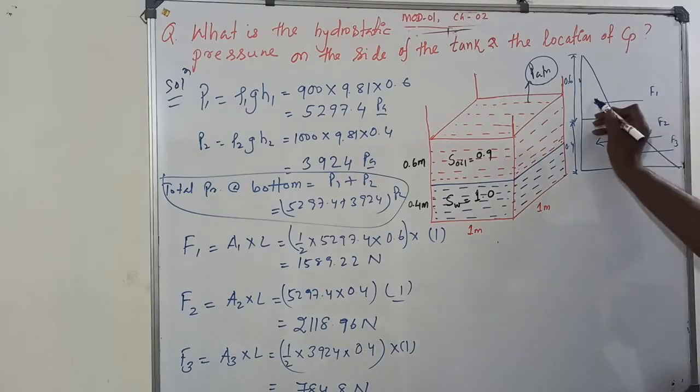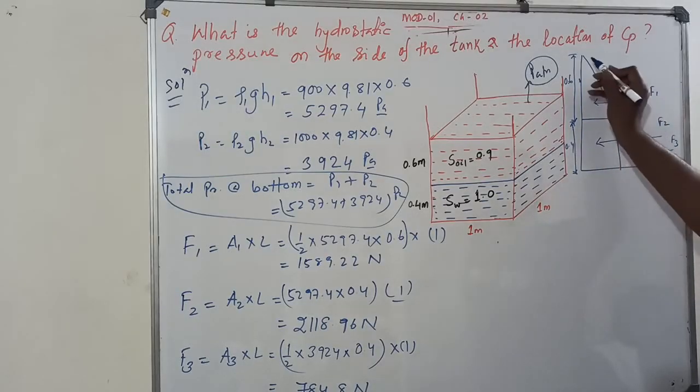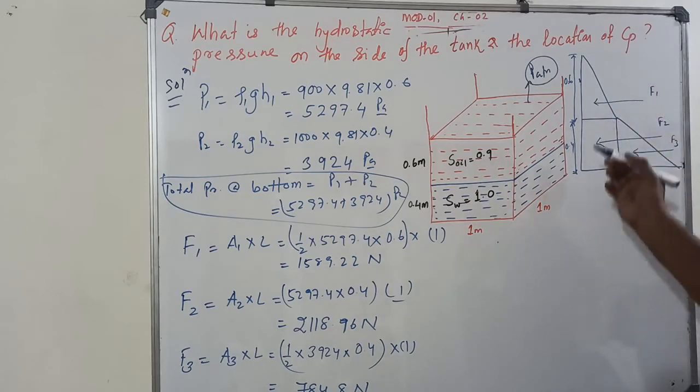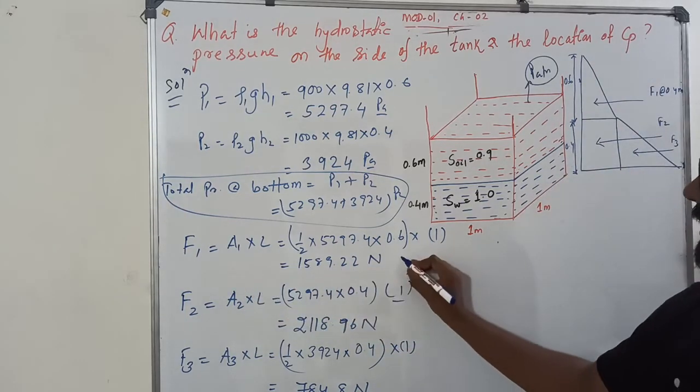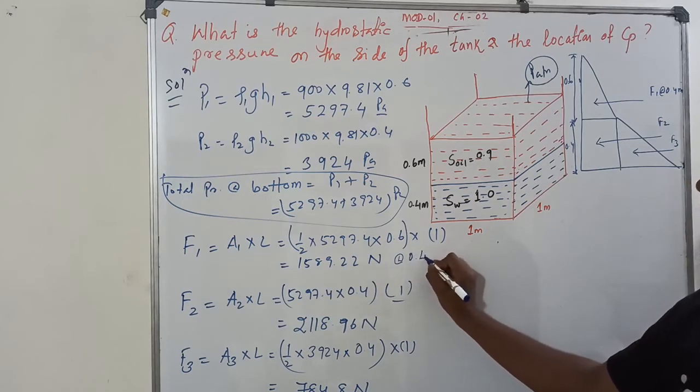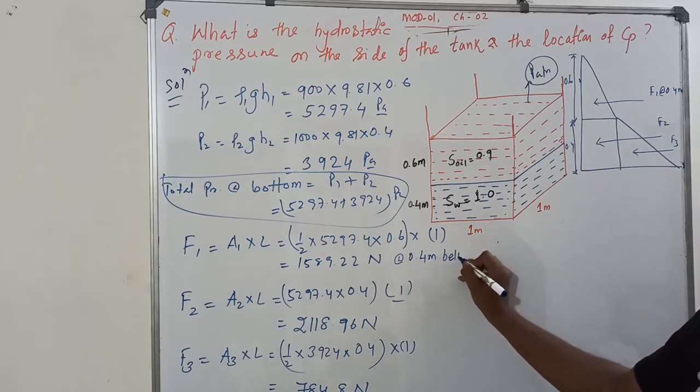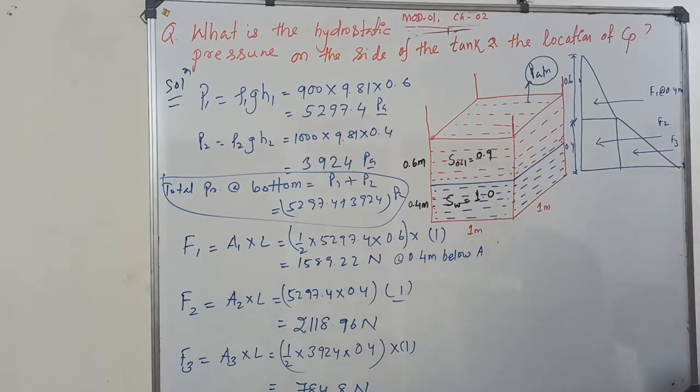So F1 is acting here. What is the CG of this triangle? Sir, 2h by 3. So how much distance? So 0.4 meter. What is the CG of this distance? 0.4 meter from A. So F1 is acting at 0.4 meter below A. That is your H1.